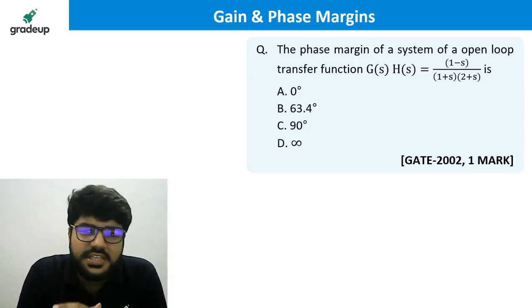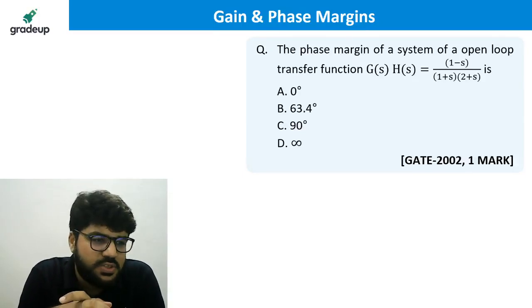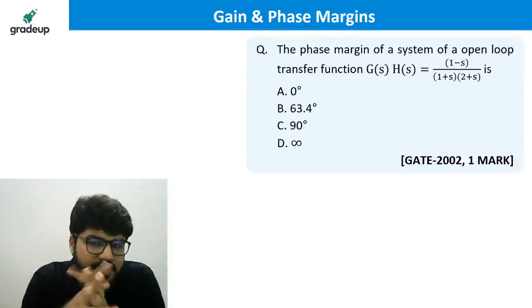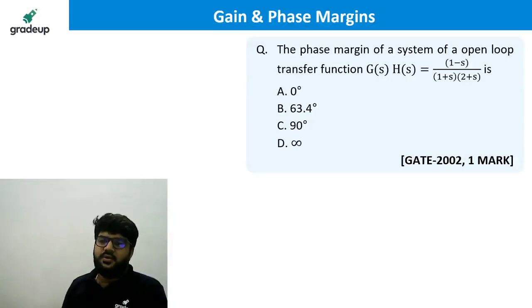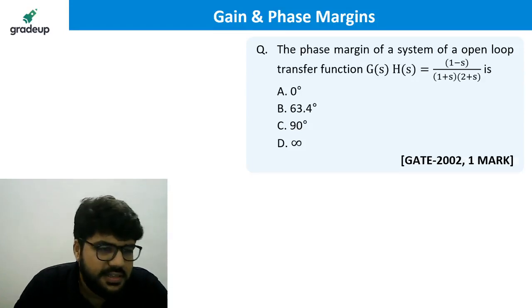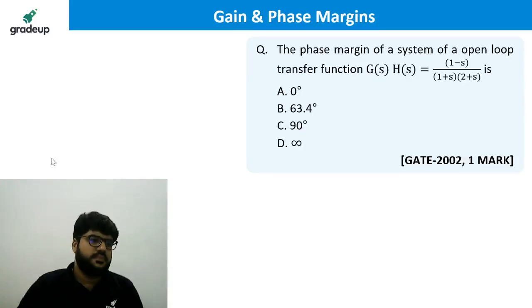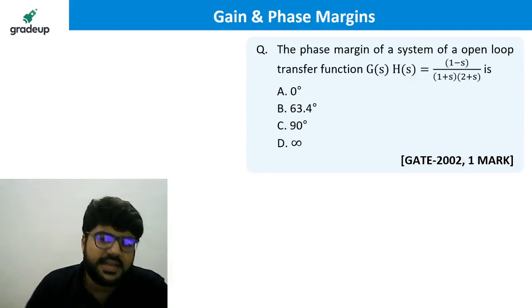The phase margin of a system with open loop transfer function G(s)H(s) equal to (1 minus s) by (1 plus s)(2 plus s). Phase margin, only phase margin. I am interested only in the phase margin of this. Come on, quickly, think about it, give me the answer. Yes, Sarthak, correct answer.